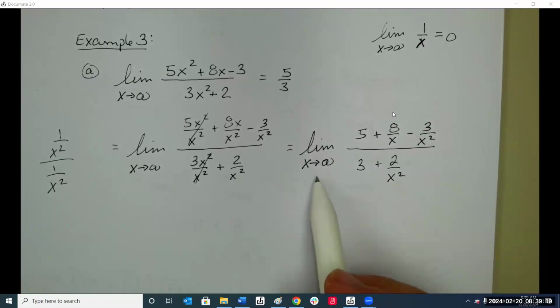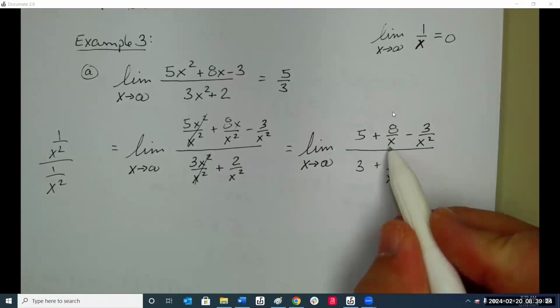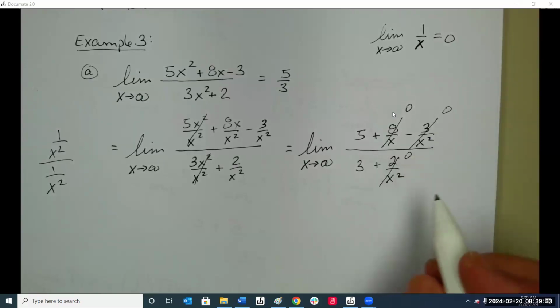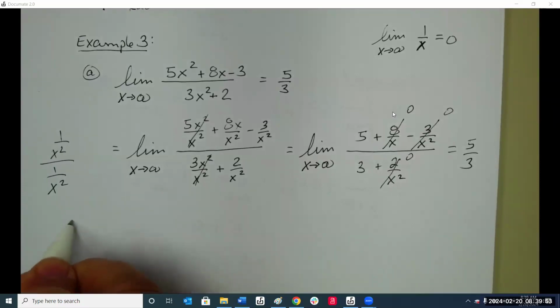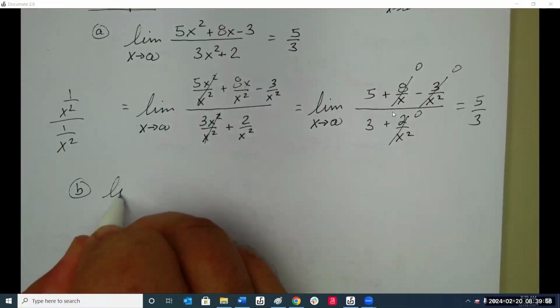Now, as x goes to infinity, what happens to this term? Goes to 0. This term goes to 0. This term goes to 0. So all we have left is 5 over 3. Let's look at the next one.